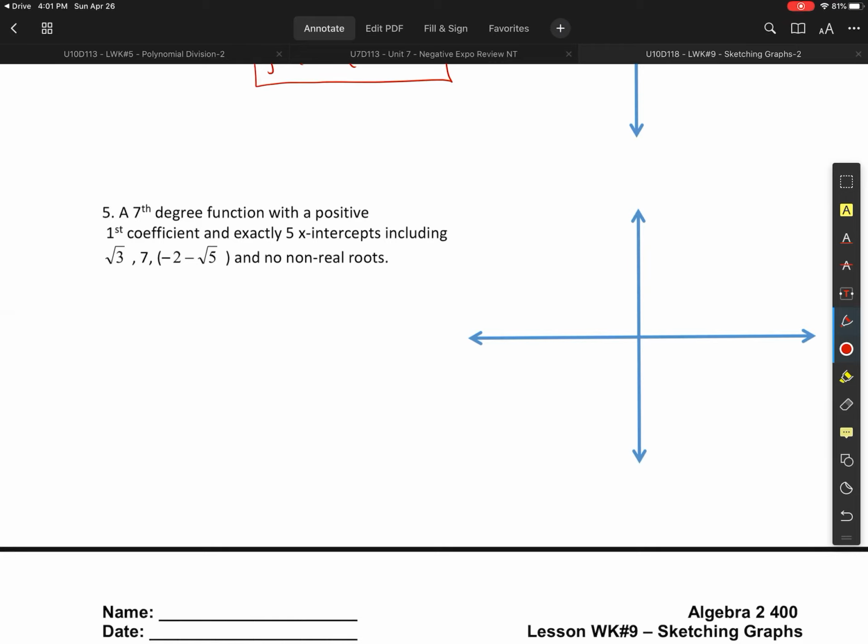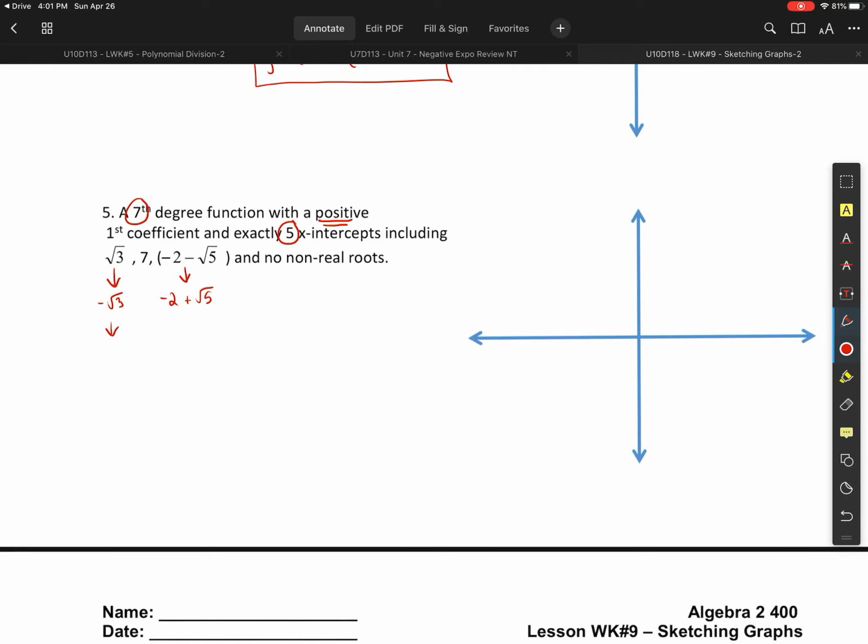All right. Problem 5. 7th degree. Positive lead coefficient. All right, this one's telling us about the lead coefficient. And exactly 5 x-intercepts, including rad 3, which means we have negative rad 3. 7, which means we just have 7. And negative 2 plus rad 5 would come into this situation. All right, so do we have 5? 1, 2, 3, 4, 5.